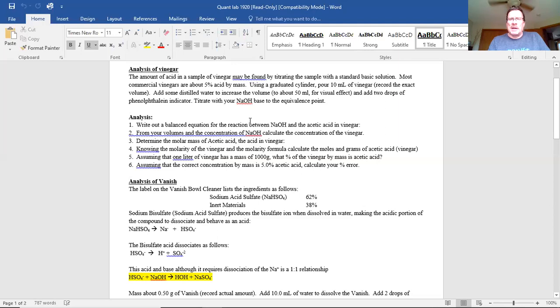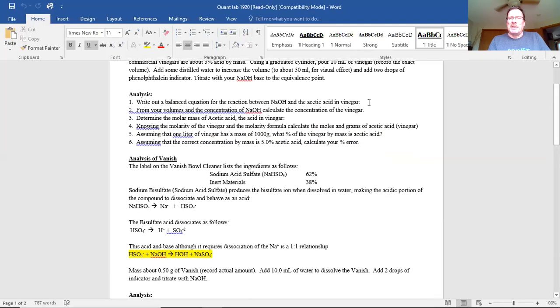have a balanced reaction between sodium hydroxide and acetic acid because acetic acid is the acid in vinegar. Okay. Then when you have that balanced equation, find from the volumes and concentrations the molarity of the vinegar, the acetic acid. So that's just your NBMAVA equals NAMBVB, right? And plug that in, show the math, and go.